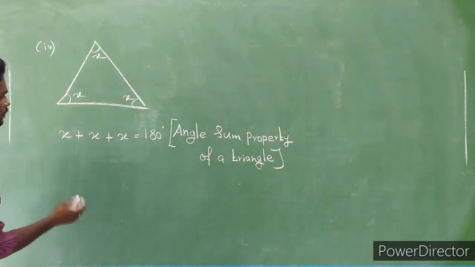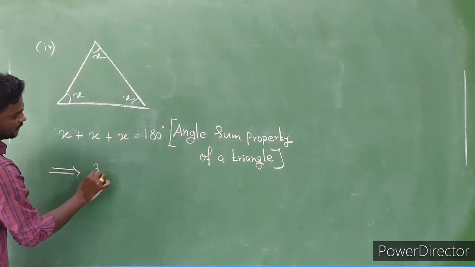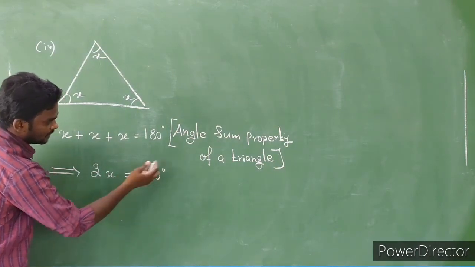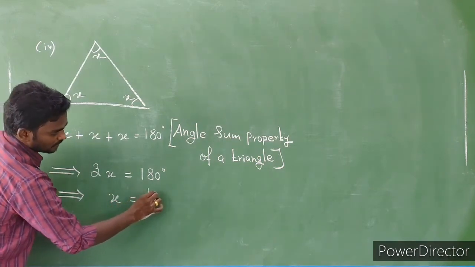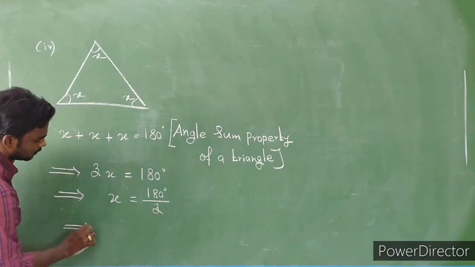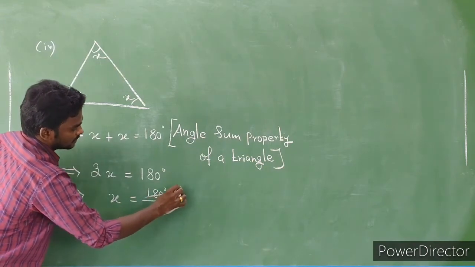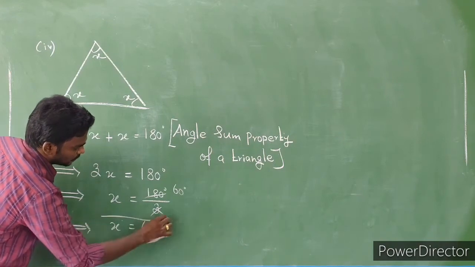By using the angle sum property of a triangle, x plus x plus x, that is 3x, is equal to 180 degrees. 3x is equal to 180 degrees, which implies x is equal to 180 degrees divided by 3. 3 6s are 18, so 60 degrees. So angle x is equal to 60 degrees.